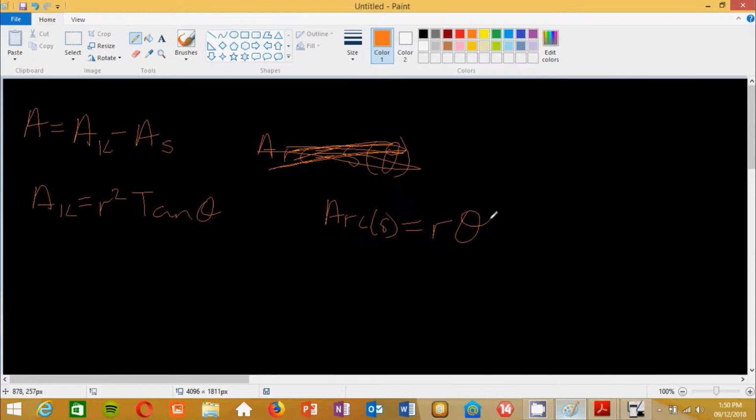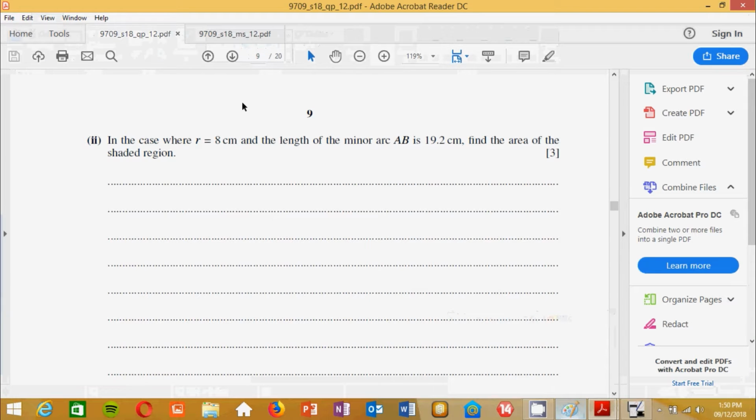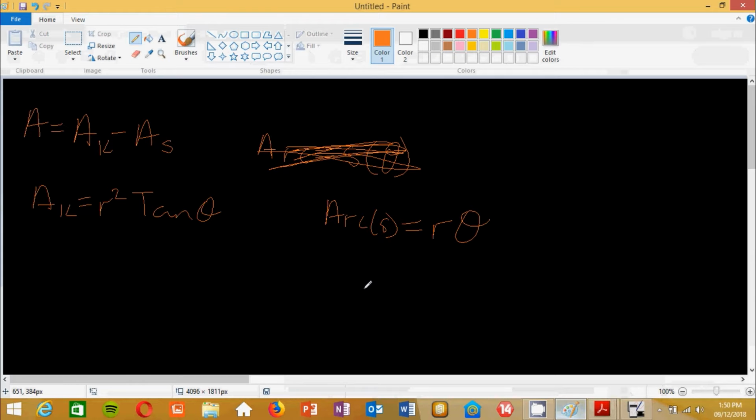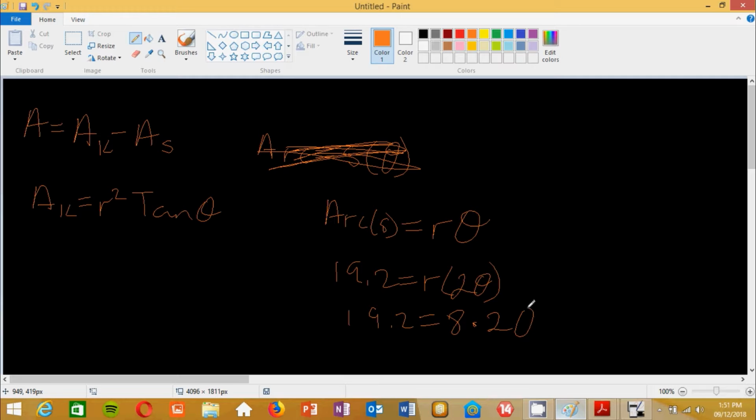Remember that the length of the arc s is equal to r multiplied by theta, where theta is the angle between the two radii. In this case, the angle between the two radii is 2 theta. So 19.2 is equal to r multiplied by 2 theta, and the question has told me that r is equal to 8. So 19.2 is equal to 8 multiplied by 2 theta.